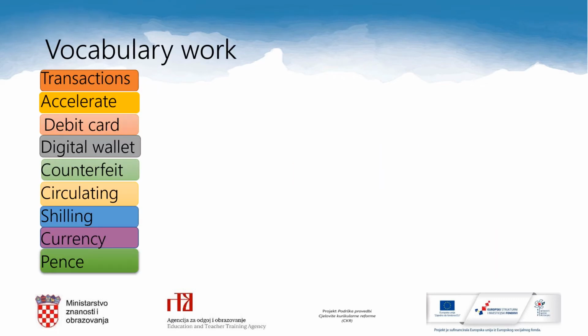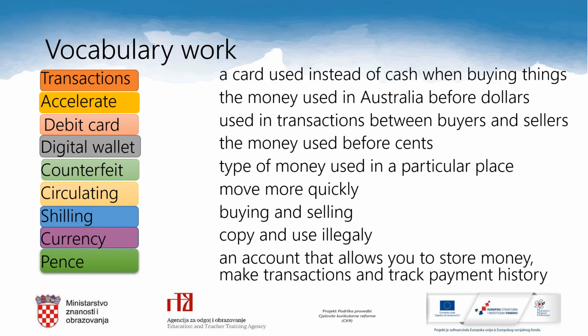You are going to read a text about money in Australia. But before reading the text, let's take a look at some vocabulary. Do you know any of these words? What do they mean? Transactions, accelerate, debit card, digital wallet, counterfeit, circulating, shilling, currency, and pence. And here are the definitions of the words. Take a few moments and try to match the word to the correct definition.